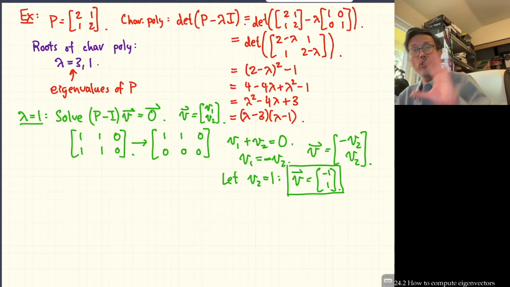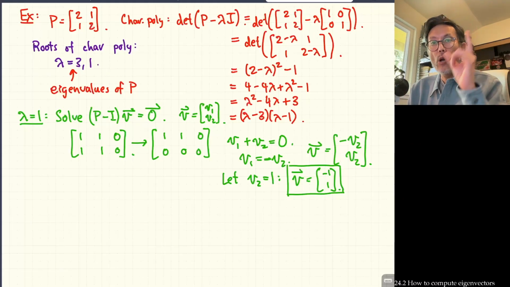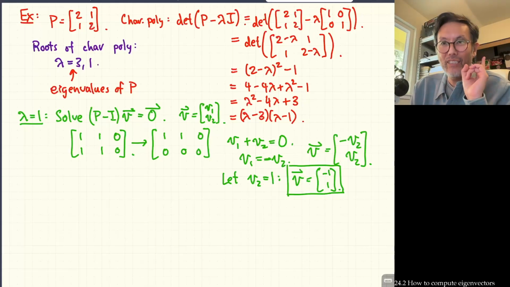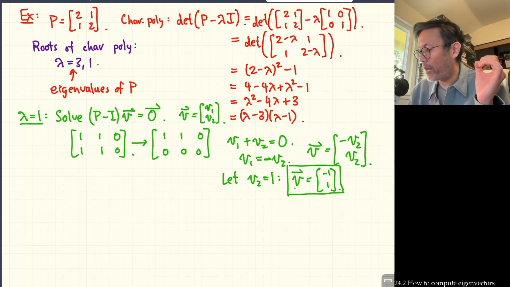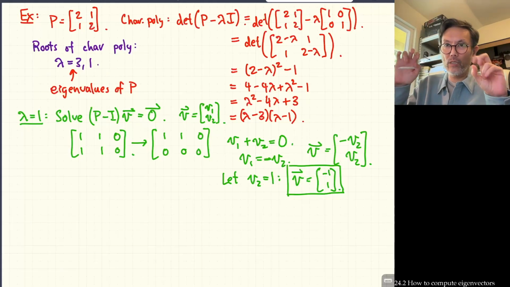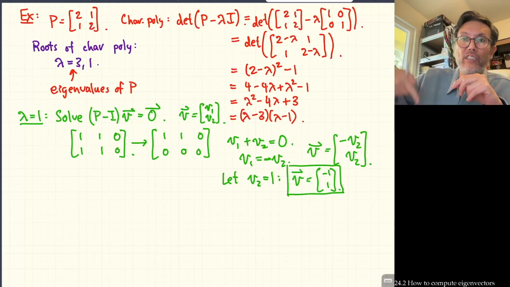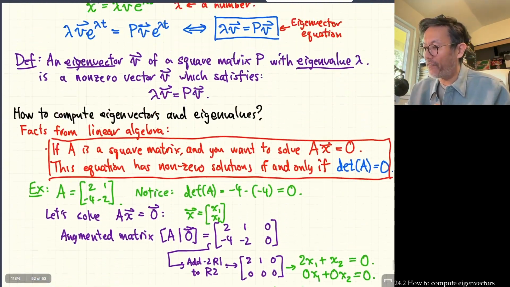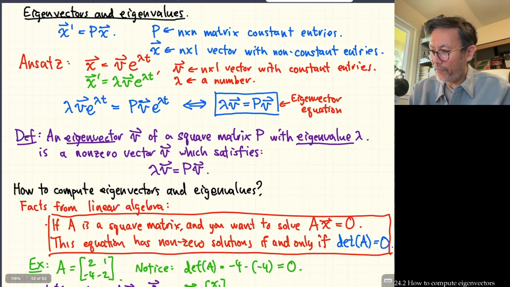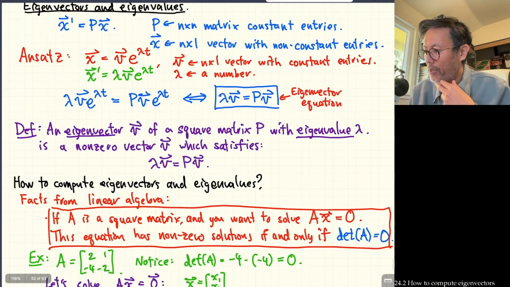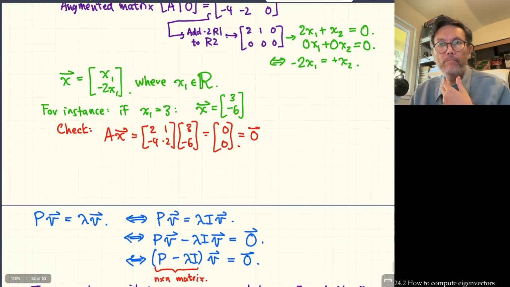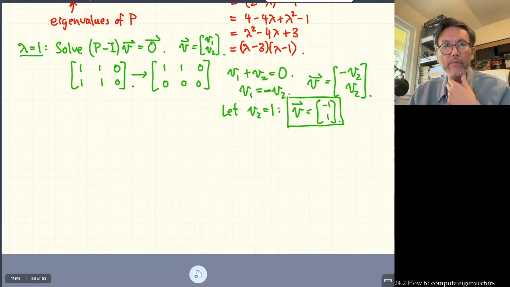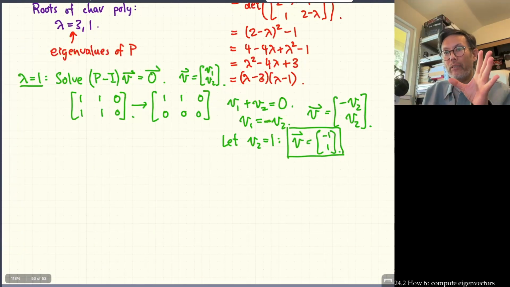All right. There are lots of choices. The only thing I can't choose is to let V2 be 0, because if I let V2 be 0, then my resulting eigenvector, which is not really an eigenvector, is the 0 vector. And remember, by definition, an eigenvector must be a non-zero vector. Okay? Are you following?